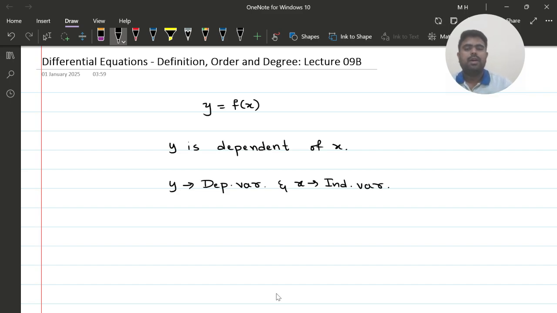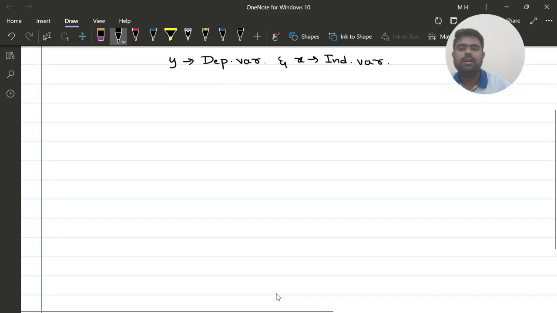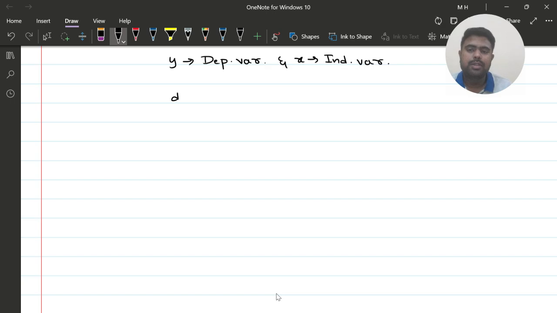When we differentiate a function y equal to f of x, we get the derivatives such as dy by dx, d square y by dx square, etc. dy by dx is called the first derivative of y equal to f of x, d square y by dx square is called the second derivative, and so on. d cube y by dx cube is called the third derivative, etc.